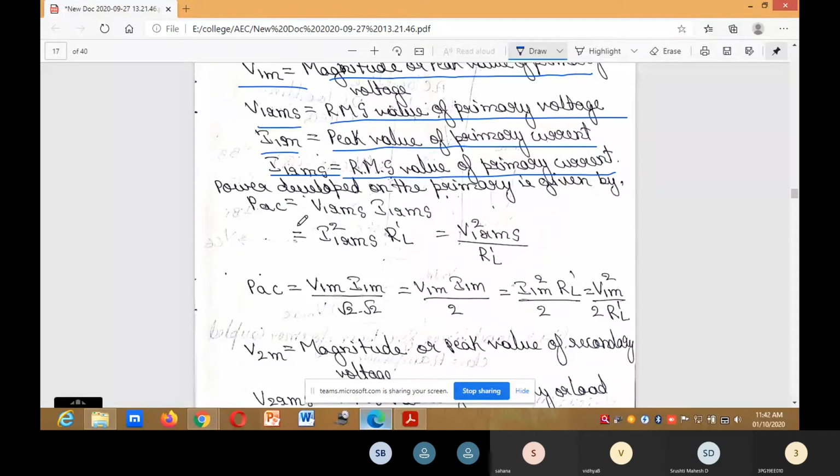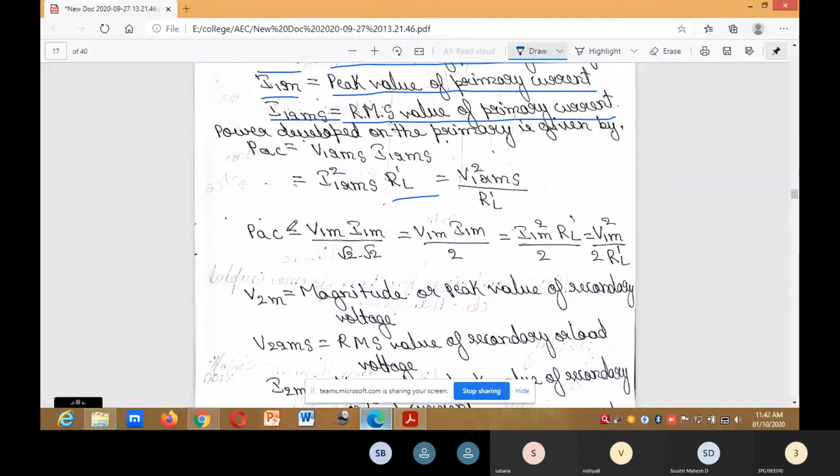Using R, we can write this as P is equal to I squared into R. In this case, we write I1 RMS squared into RL dash. In another form, we can write it as V1 RMS squared divided by RL dash. PAC is equal to, what about this?